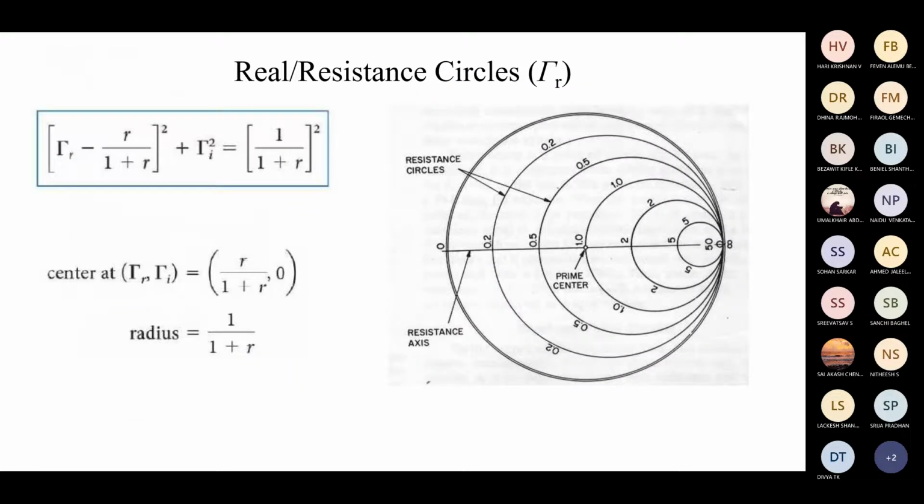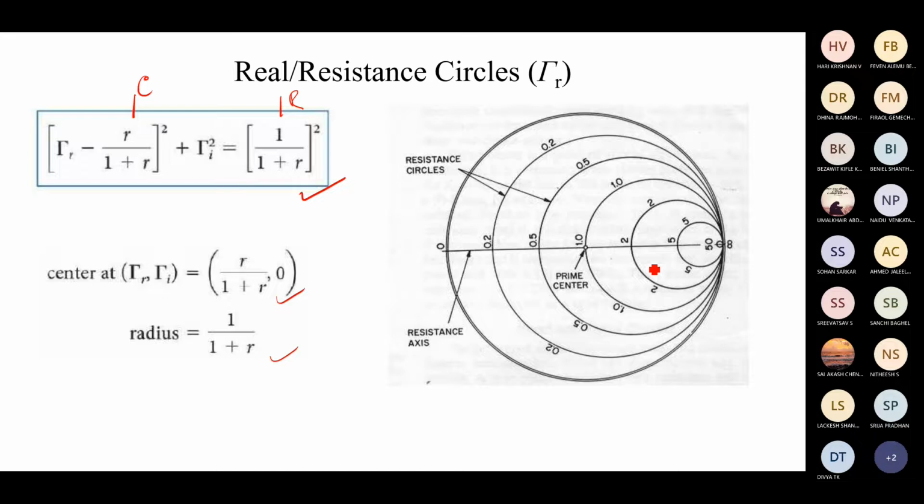So the next job is to draw the real circles and the imaginary circles. The real circle is nothing but the real part of the impedance or the real part of the reflection coefficient, which is written as this equation. You can see that the radius has the +1 term and r divided by 1 plus r term. Due to these two distinct behaviors, the radius will keep on changing, and at the same time the position of the center of the circles will also keep on moving. This is the center and this is the radius; the center and radius are clearly given here.